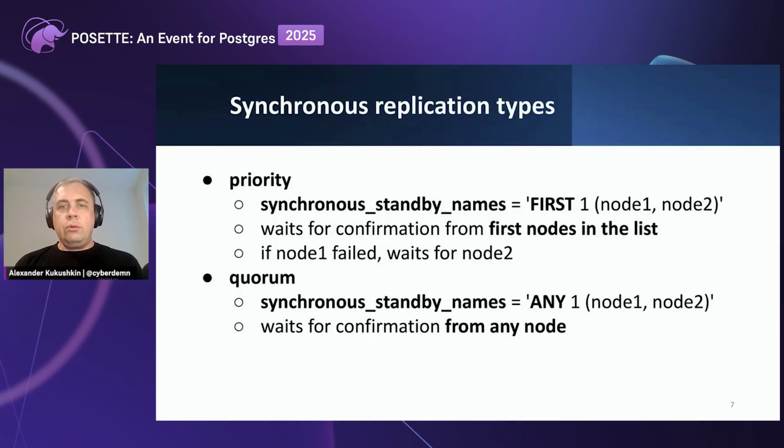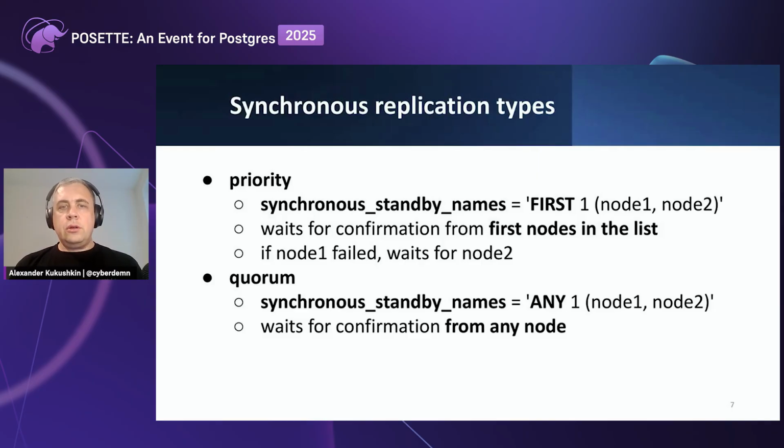If the first node from the list does not respond, for example, it crashed, primary will switch to the second node and will wait for confirmation from the second node. It has certain disadvantages because it may take some amount of time for primary to realize that node 1 in the list is not responding correctly before it will switch to node 2.